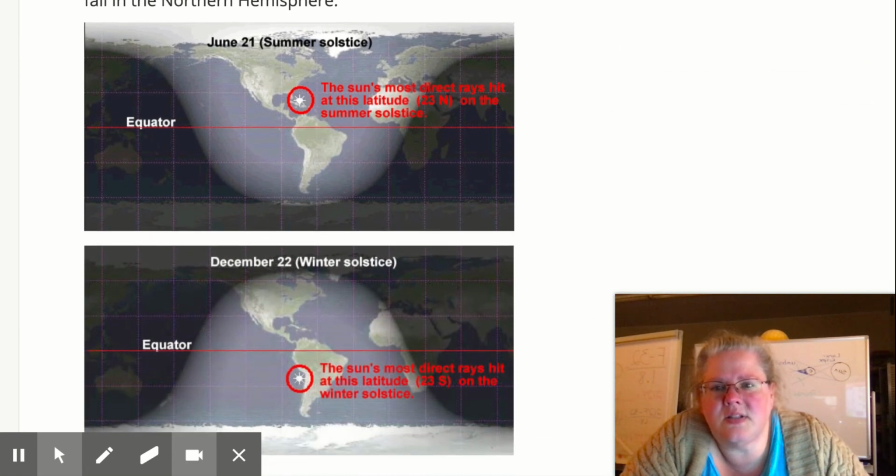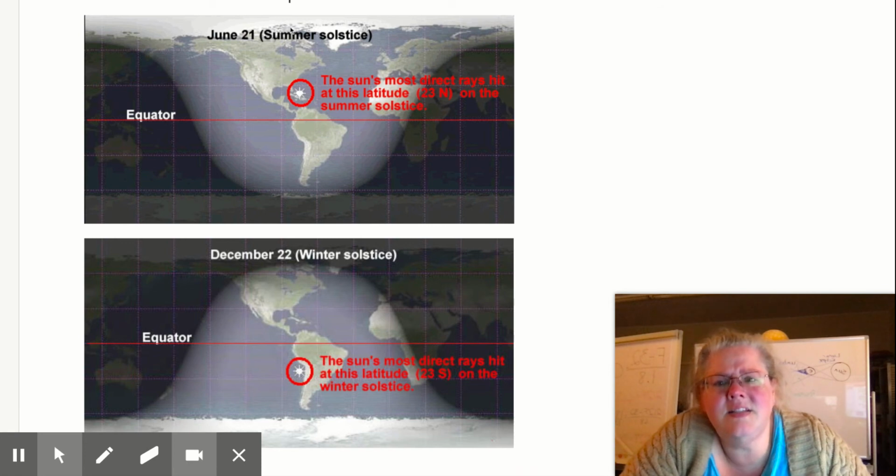So here are our solstices. This is the summer solstice, June 21st, in the northern hemisphere. You can see our North Pole way up here is in complete sunlight. The sun is directly overhead at that 23.5 degrees north, which is the Tropic of Cancer. And you'll notice down at the bottom during our summer solstice, Antarctica is in darkness. They're in their 6-month darkness period.